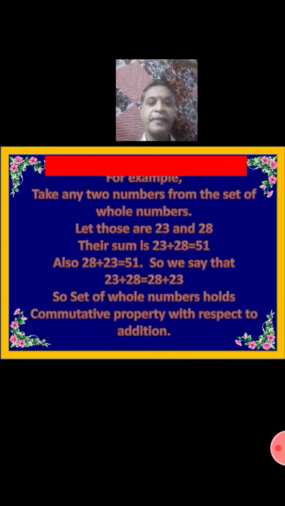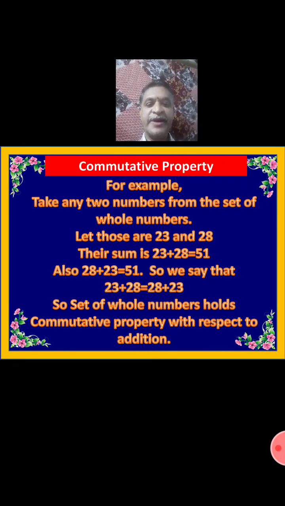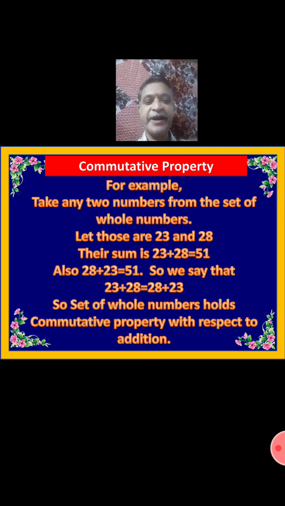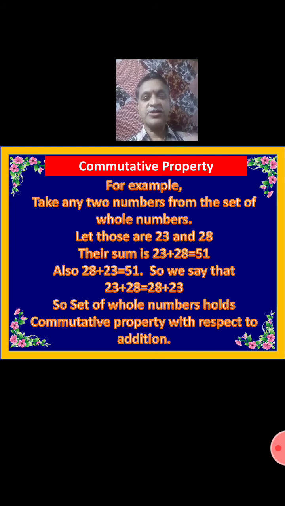For example, take two numbers 23 and 28. If you add 23 and 28, you get 51. Also, 28 plus 23, just the order is reversed. The first one is 23 plus 28 and the second one is 28 plus 23. That is also 51. So we say that 23 plus 28 is equal to 28 plus 23. So if you add in any order, the sum is the same. So we say that the set of whole numbers holds commutative property with respect to addition.